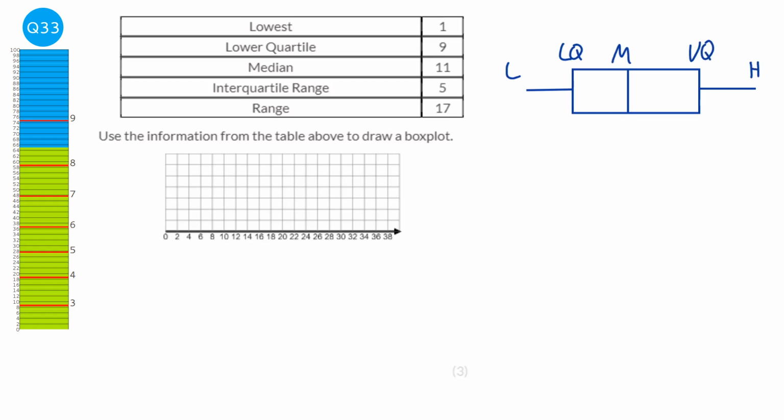So lowest value is at 1 on this one, and normally we just put a little kind of line at the end here. So we're going to put a line at 1, and I'm just going to put that line there. Ooh, a little bit further to the right. There we go. And our lower quartile is 9, which is kind of where the box starts. So we're just going to start a box there. We're just going to connect these up. There we go. And our median is 11, so we're just going to show that.